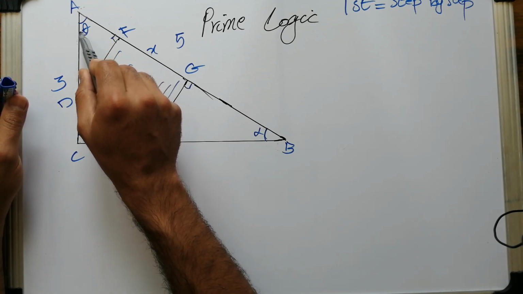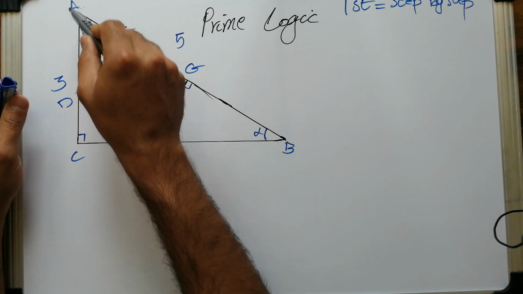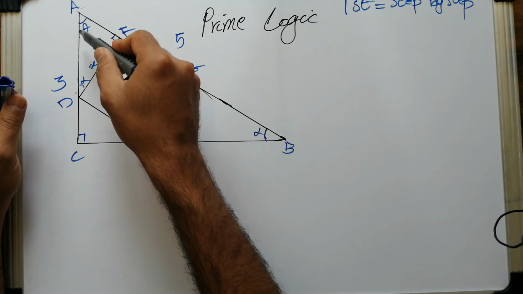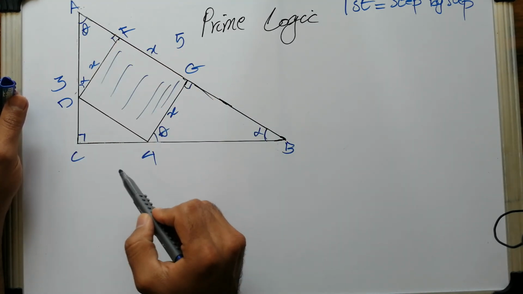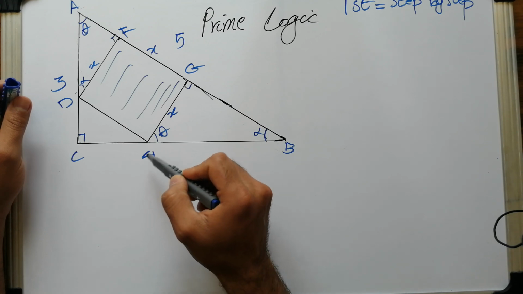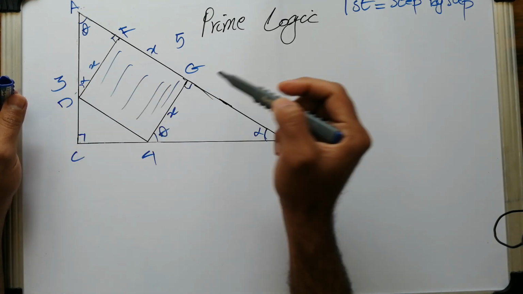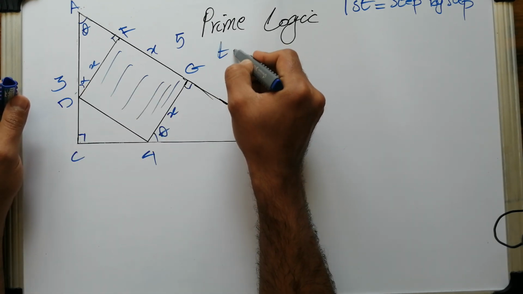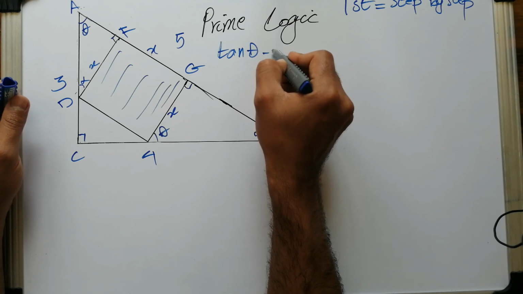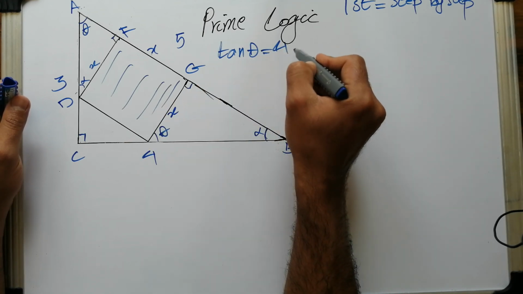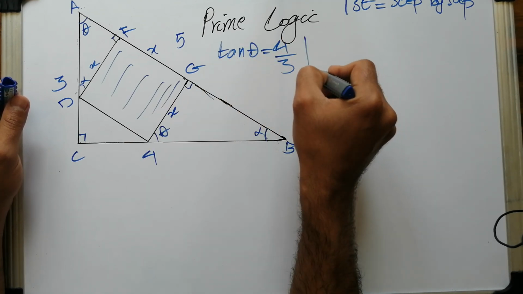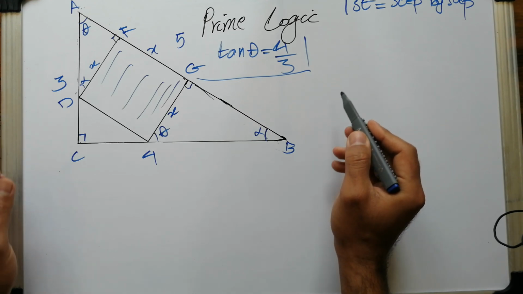So let's try to find out the tangent of theta in the bigger triangle. What is the tangent of theta? The tangent of theta, or of any angle inside a right angle triangle, is the opposite side to the adjacent. So using the big triangle, tangent of theta is 4/3, right? This is our first relationship.